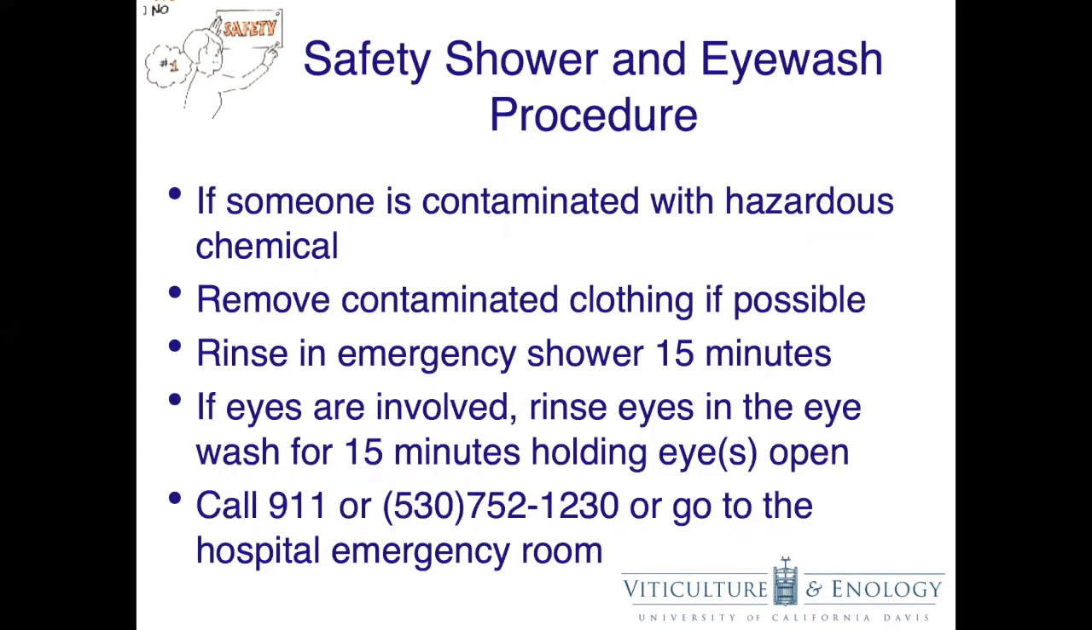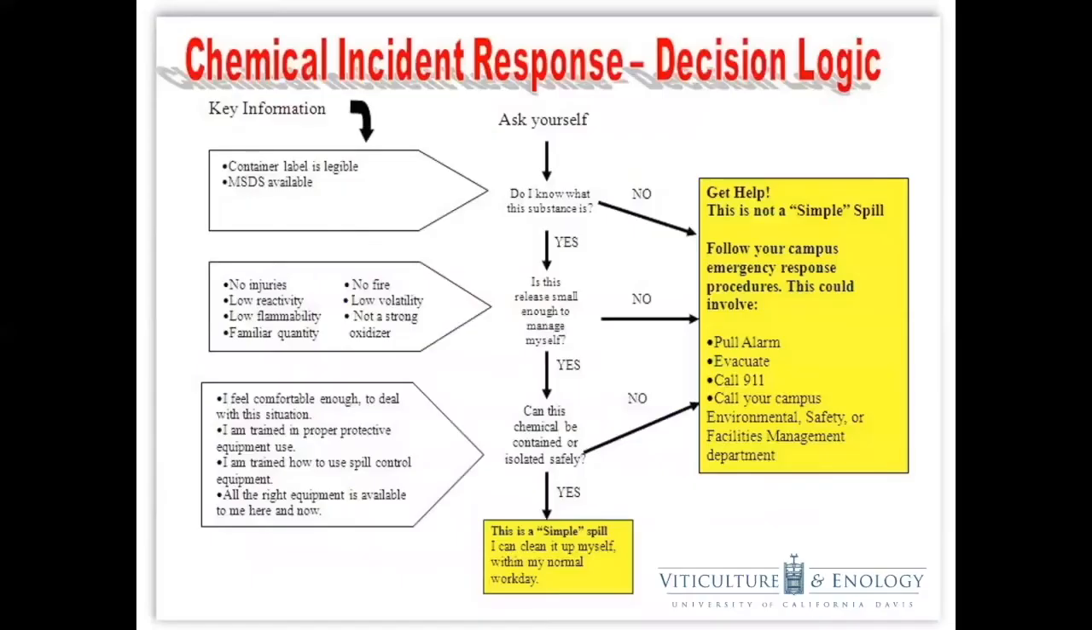Safety showers and eye washes should be used if someone is contaminated with a hazardous chemical. Remove all contaminated clothing if possible. Rinse in the emergency showers for 15 minutes. If a splash occurred in the eyes, rinse the eyes in the eye wash for 15 minutes holding eyes open. Call 911 or 530-752-1230 or go to the hospital emergency room. Here is the chemical incident decision chart. Tools such as this can help determine if the spill can be handled by lab personnel or if emergency help is required.